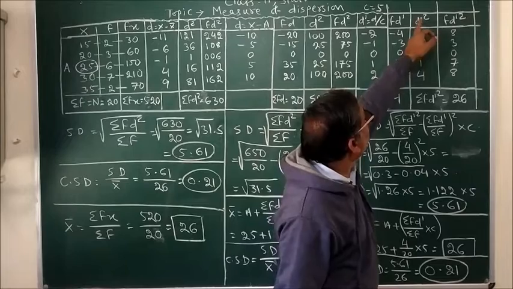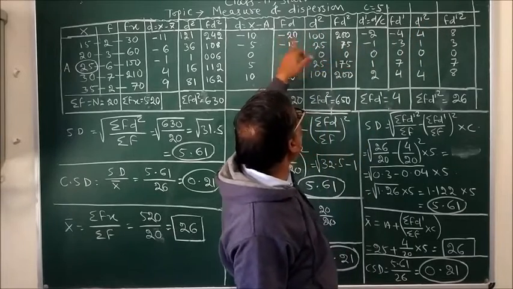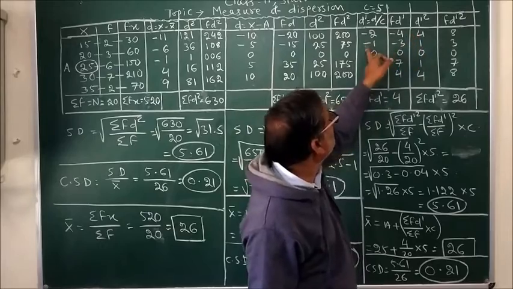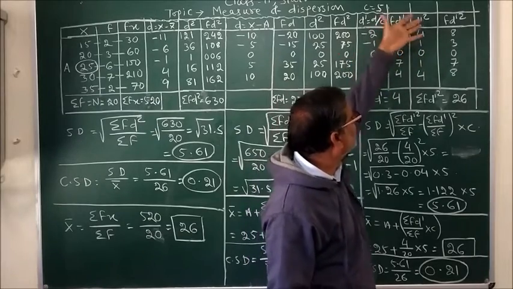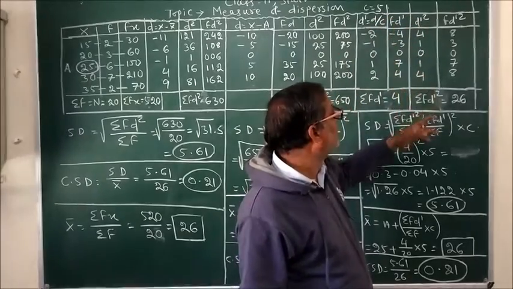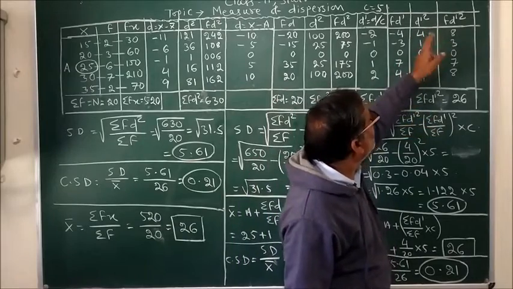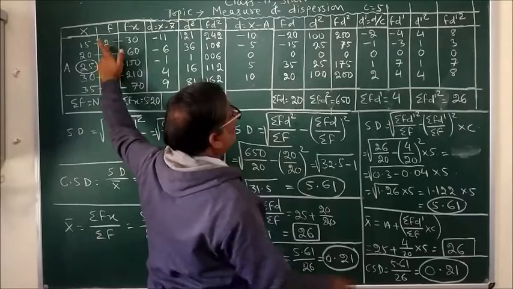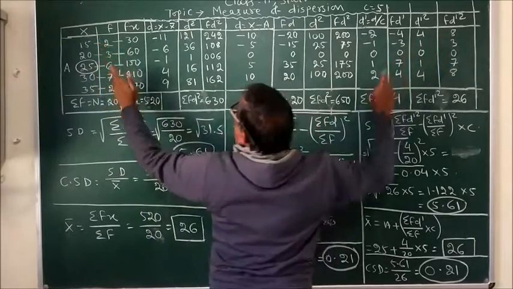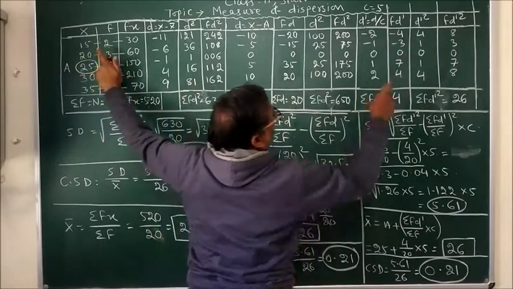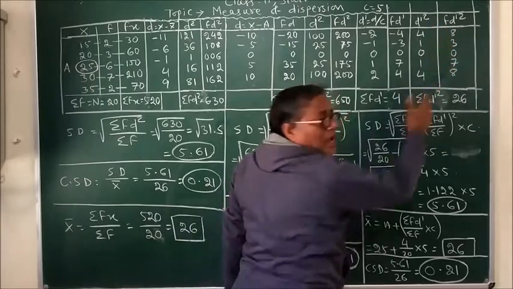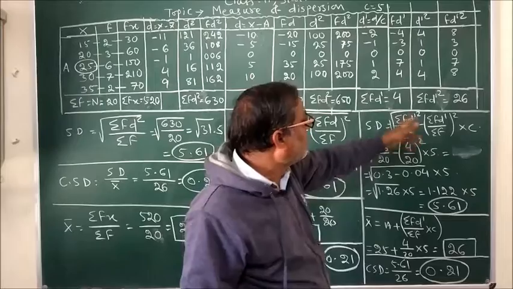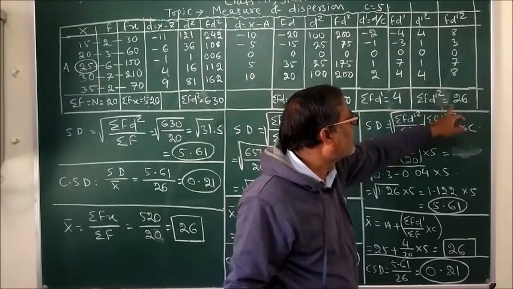And after that D1 square. This is the D1 column, and squaring: minus 2 square equals 4, minus 1 square equals 1. In this way we found the D1 square column. And after that FD1 square. The D1 square column is multiplied with the F column: 2 into 4 is 8, then 3 into 1 is 3. In this way we calculated the FD1 square column, and the sum of FD1 square is 26.